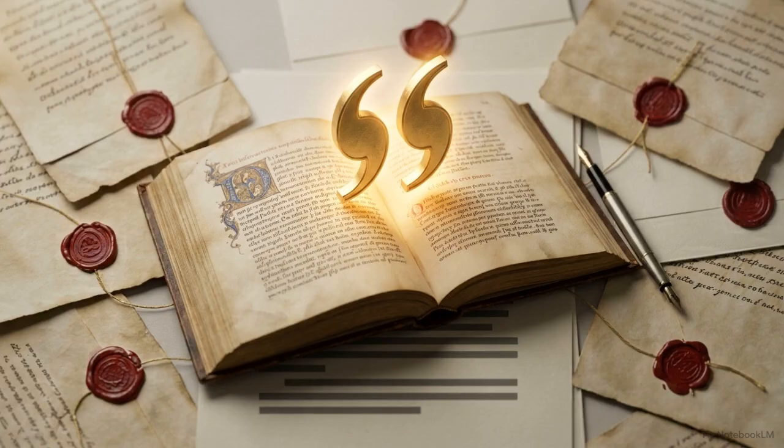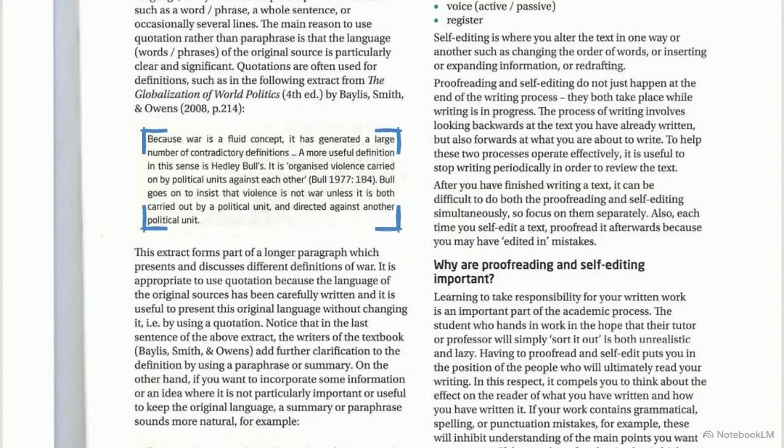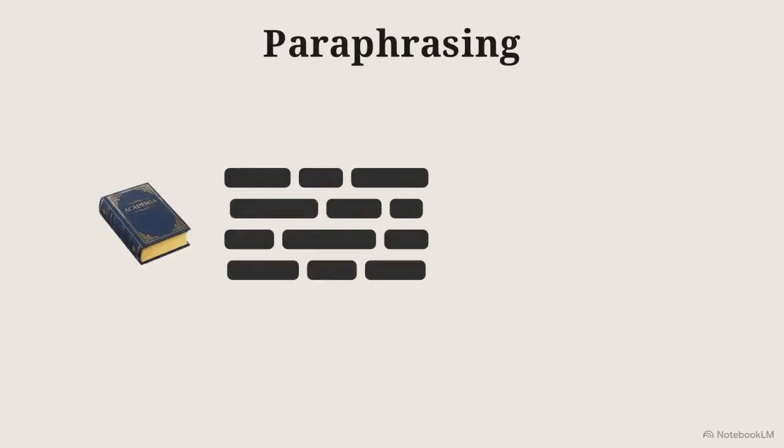If an author's original phrasing is uniquely powerful or specific, you use their exact language. Looking at this textbook extract, we see the rules applied. The text is identical to the source, it is enclosed in quotation marks, and the citation includes the specific page number. The second pathway is paraphrasing.